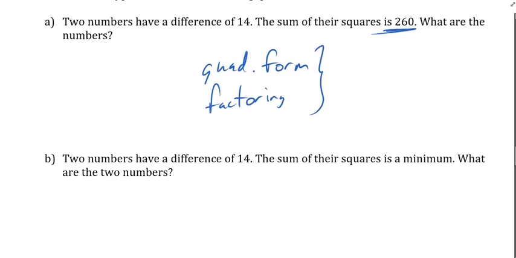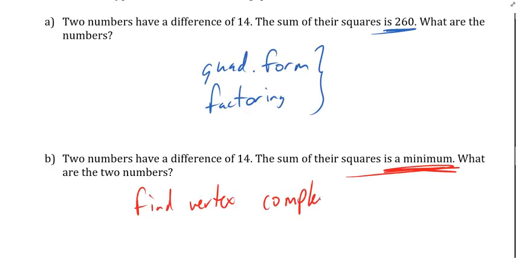Take a look at the B. Compare the two. Two numbers have a difference of 14. Sum of the squares is 260. Two numbers have a difference of 14. The sum of the squares is a minimum. See the difference? Find a vertex by completing the square. You need to know which one is which. Does that help?